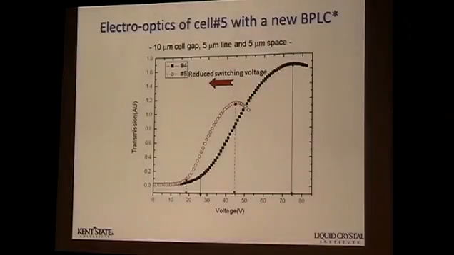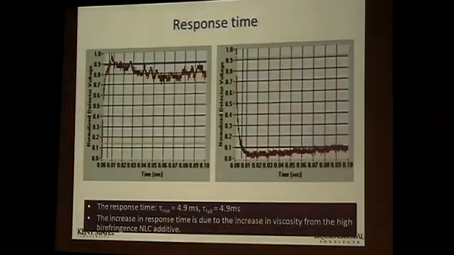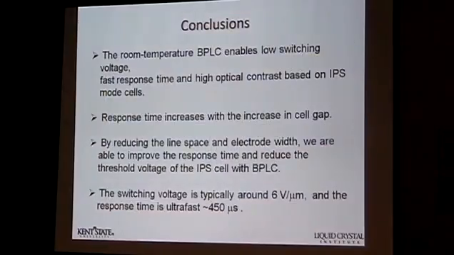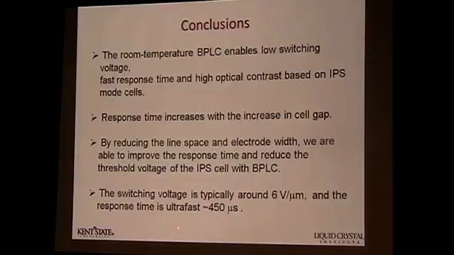So here is the electro-optic property of that material. It lowers not just this threshold voltage, but also this turn-on voltage, and that's the response times of the device. So I guess this set of information tells you roughly the response time increases with increase in the cell gap, and by reducing the line space and electrode width, you're able to improve that threshold voltage, to optimize that.